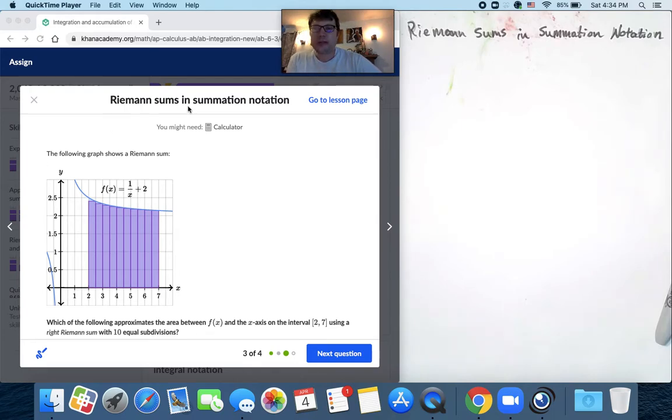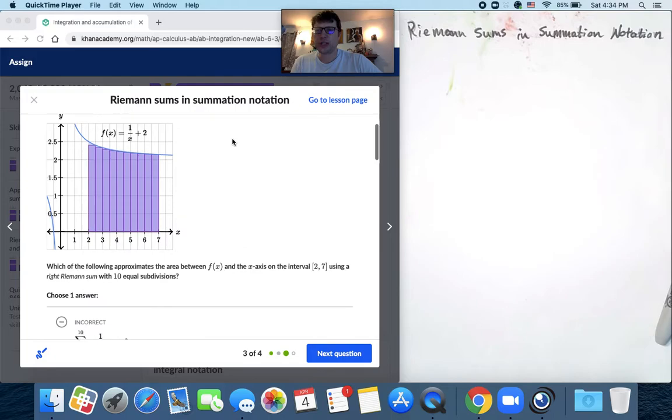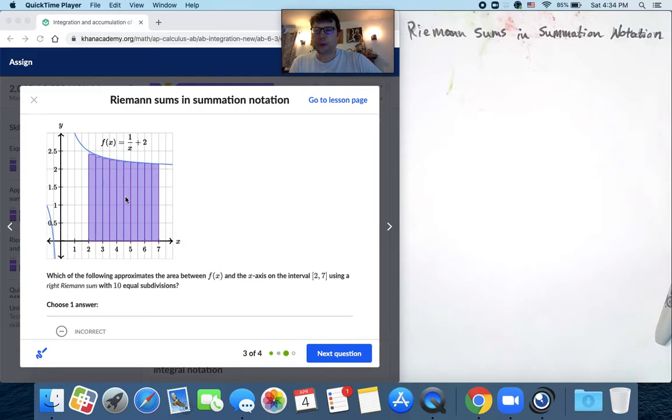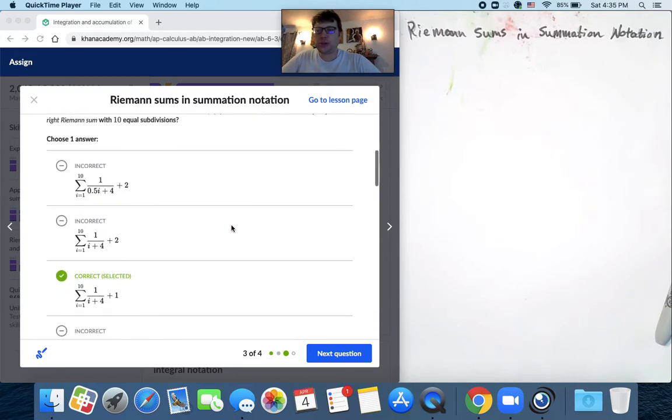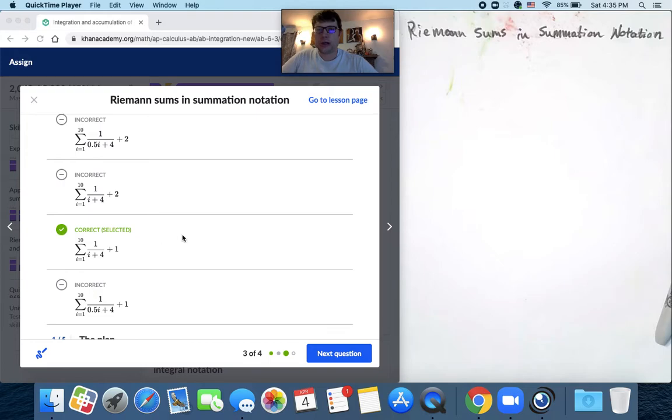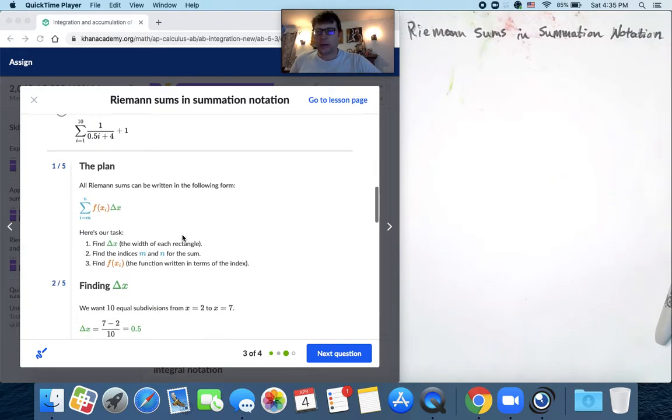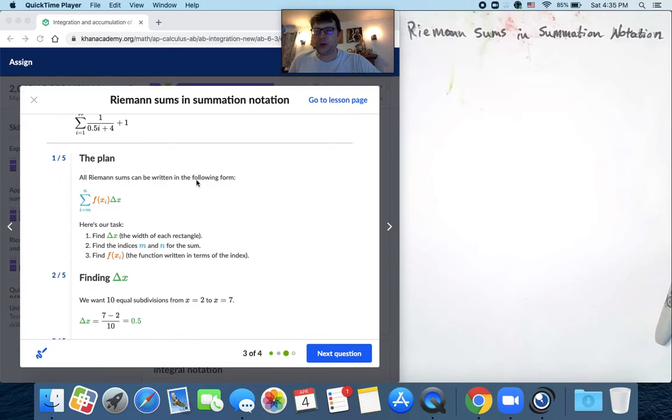The question that I have, Riemann sums in summation notation. It's out of the integration and accumulation of change topic. And the question is these purple rectangles, really summarizing here, we're adding them up from the right side edge. This is a right Riemann sum approximation. And we want to choose the best answer in order to determine, well, one, how does this notation connect back? And so that's my goal right now. There are 5 explanation points that they gave for this question, and so I'll just leave them there. You can pause and read it yourself.